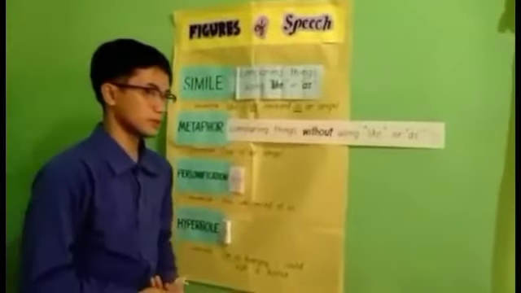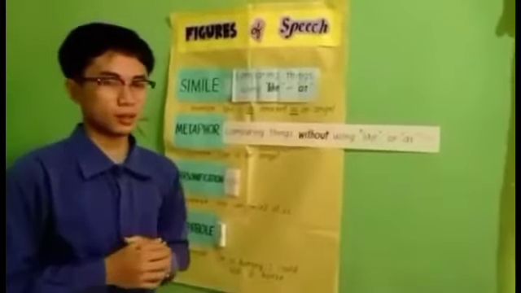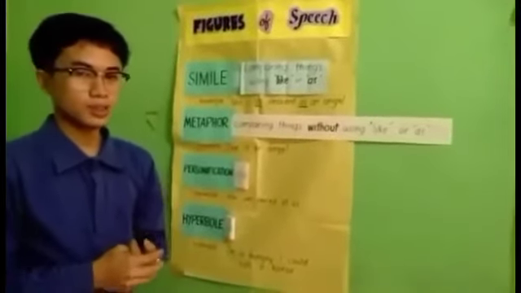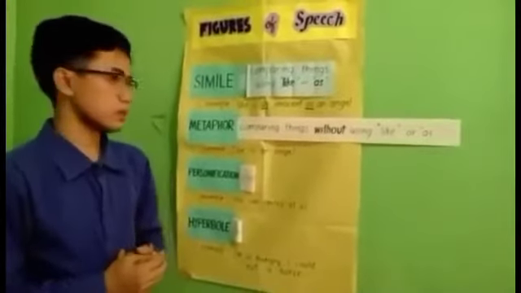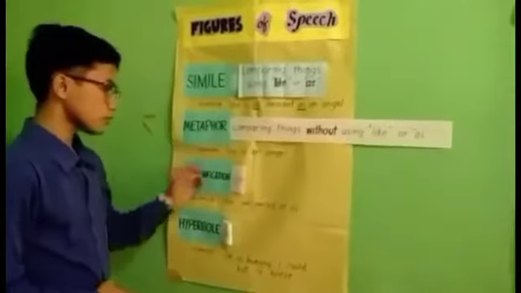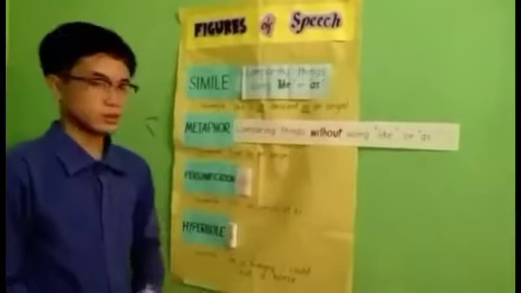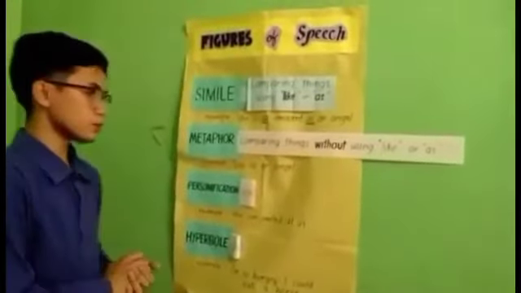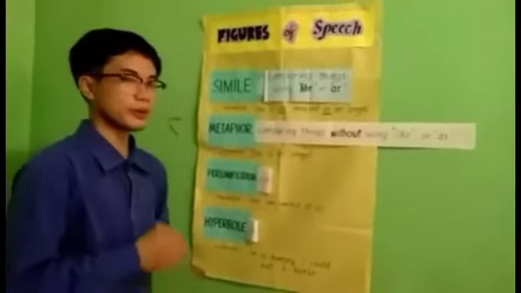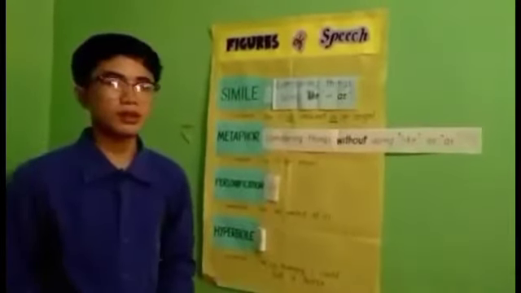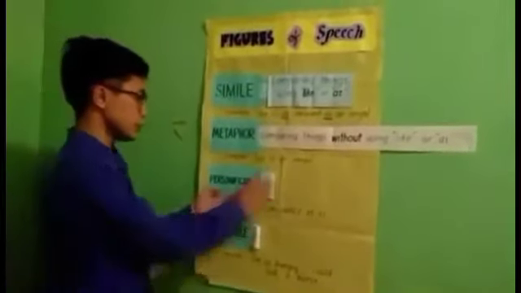Next, we have metaphor. When we say metaphor, we are comparing things without using like or as. So metaphor is quite similar to simile, but the only distinction here is the word like or the word as. For example, she is an angel. So do we use the word like or as? No, but we are still comparing two different things in a direct way. Okay, next we have personification.